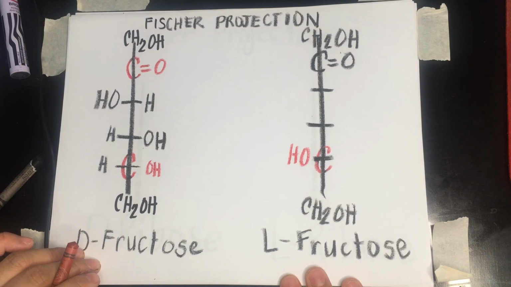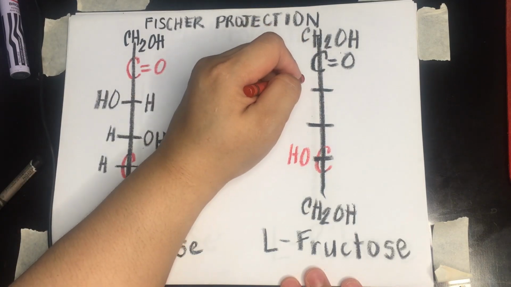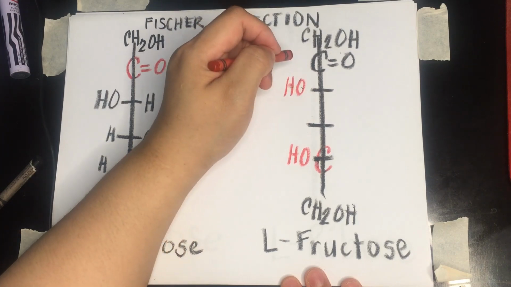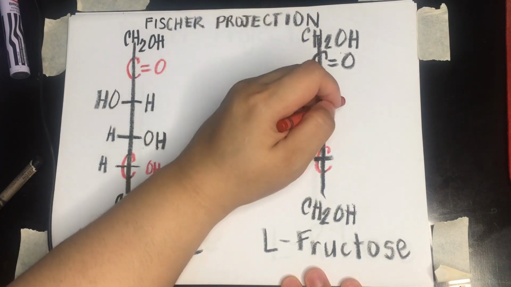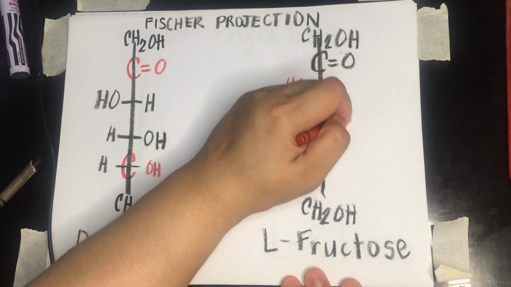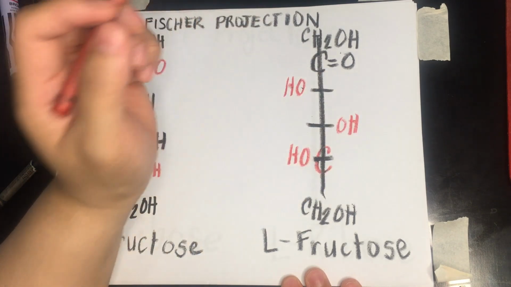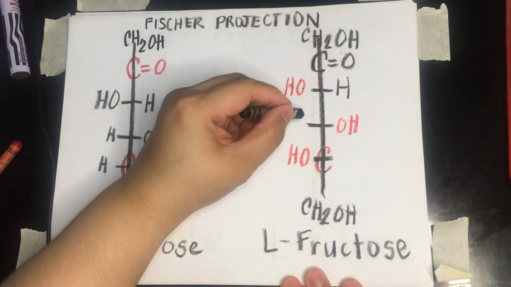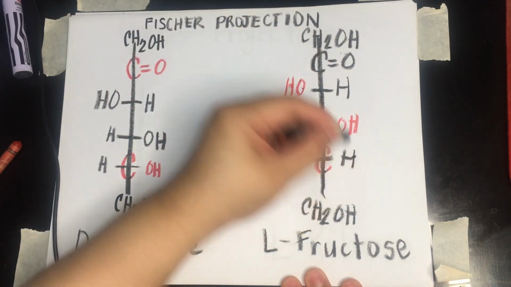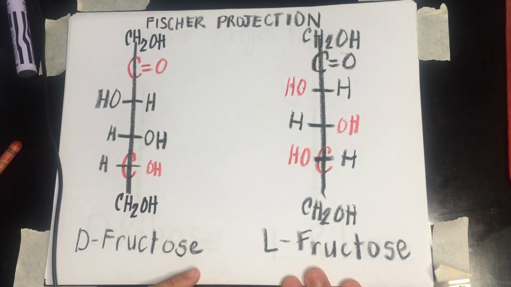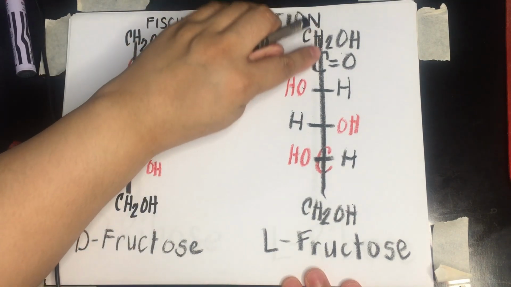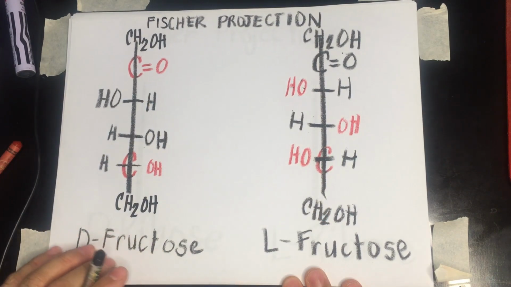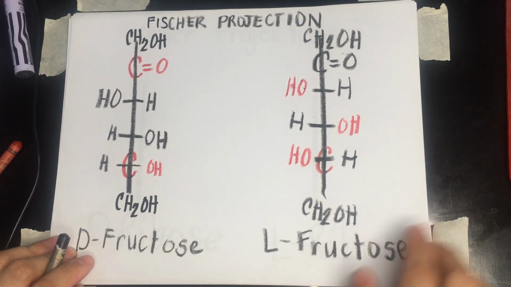Then we will continue by completing the hydroxyl group. So our hydroxyl group will be on the left side and then on the right side. After being able to complete this, we will put their corresponding hydrogen. Then we will check if all of the structures are complete: 1, 2, 3, 4, 5, and 6. This is our L-fructose.